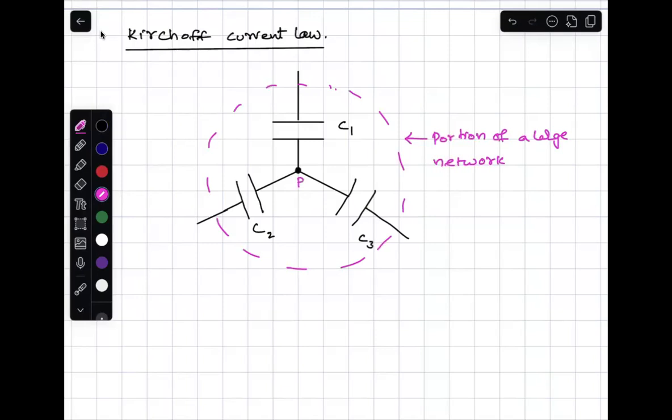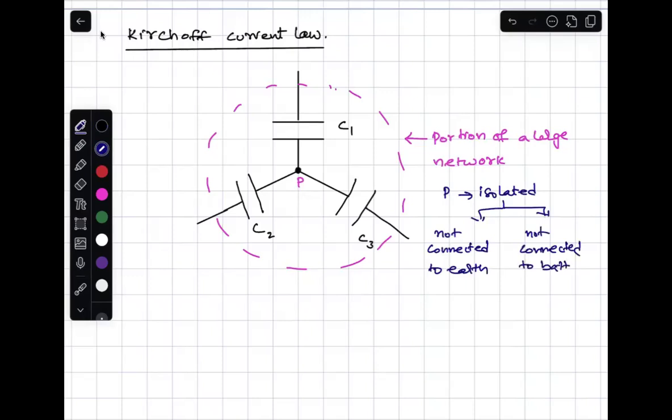Let this point be P. Remember, P is isolated, which means not connected to earth and not connected to battery. So that is the meaning of isolated.